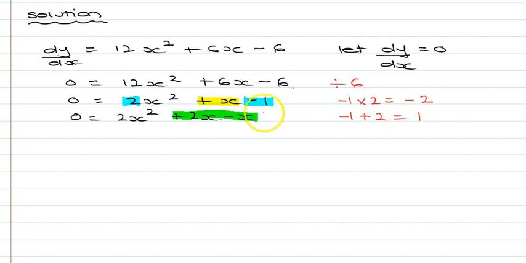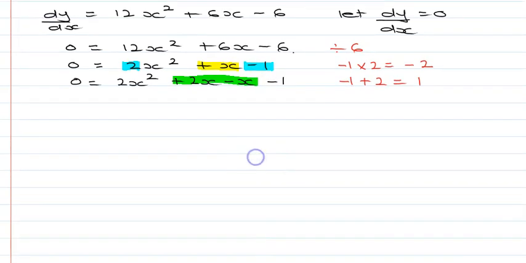And then I need to still carry down the minus 1. Now, you should be able to factorize this nicely by splitting it in 2. So looking at the first two terms, I'm going to factorize those two terms first. That gives me 2x(x + 1).